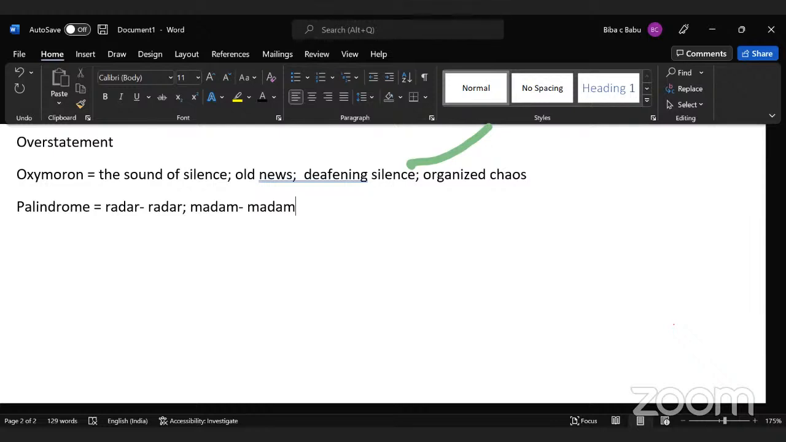And if you want a sentence... no, we'll just move on because we don't have time. You understood palindrome now? When you write the word in the reverse order, it will be the same.